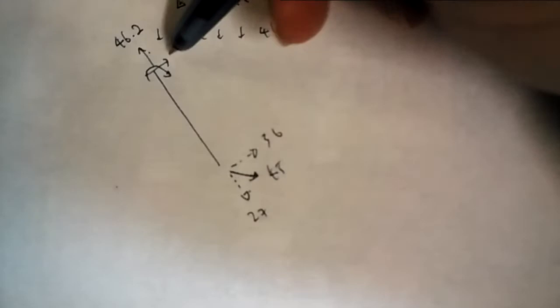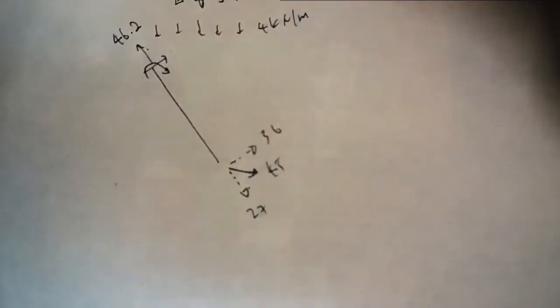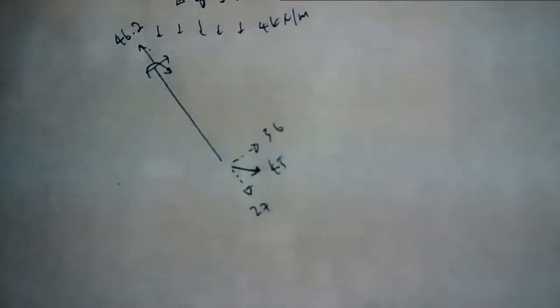Okay, the shear force here is equal to 14.4 minus 36. Okay, let's calculate it. 14.4 minus 36 is negative 21.6. Okay, negative 21.6. So the shear force at this point is negative.